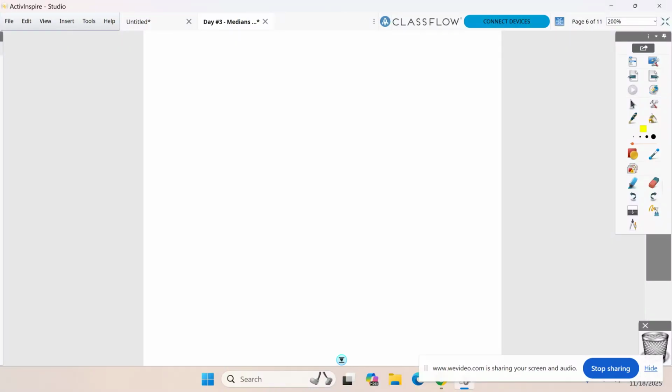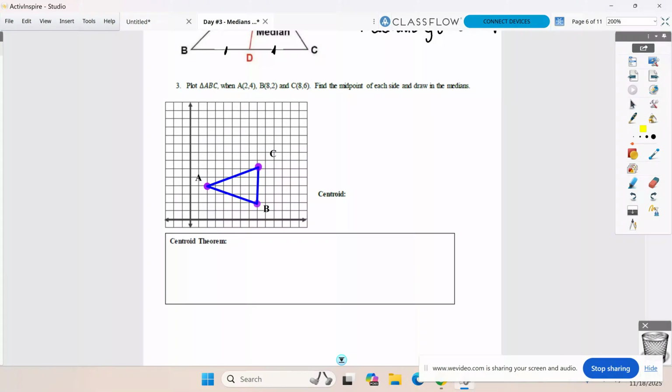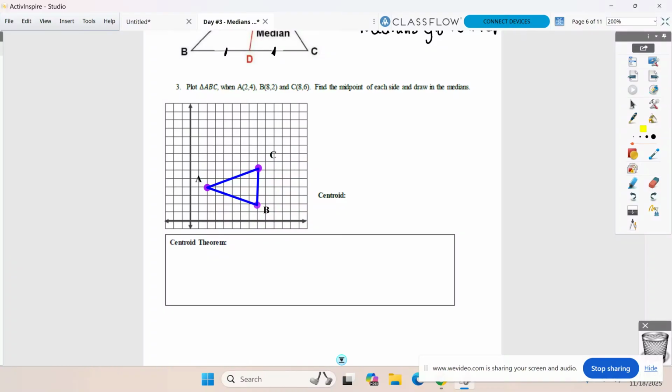So down below, we're going to graph a triangle. So graph triangle ABC. And we're going to draw in all 3 medians in a second. Just go ahead and get it graphed for me.